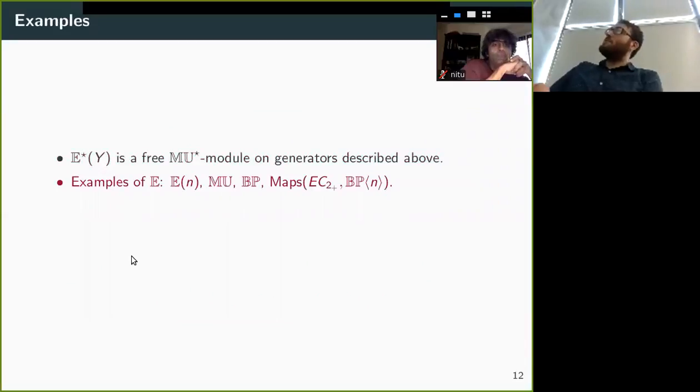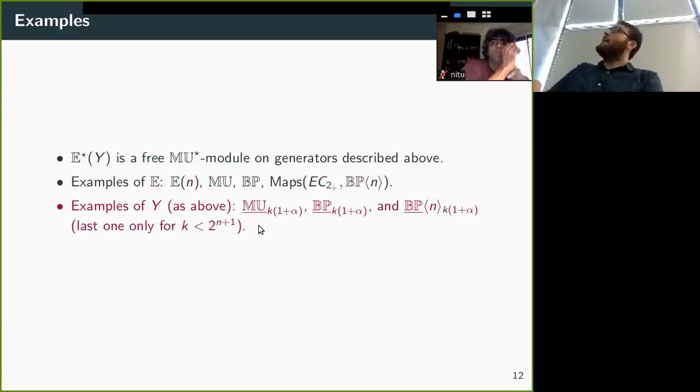Right, so that's the result. We compute the equivariant E-cohomology of Y. Examples here include the equivariant Johnson-Wilson theories, or MU, or BP. For BPN, the spectrum is not complete, so we need to complete it. If you take the mapping spectrum, then it'll be true for that as well. And then, like I said before, examples of spaces with the projective property include all of these.